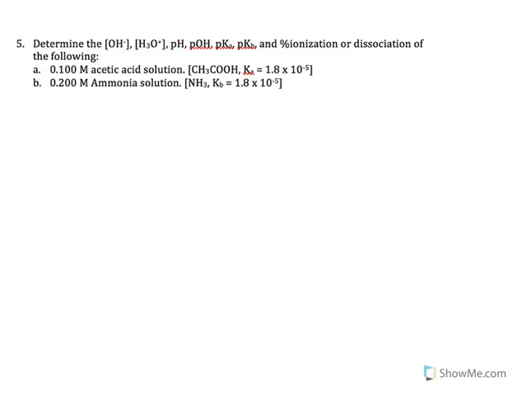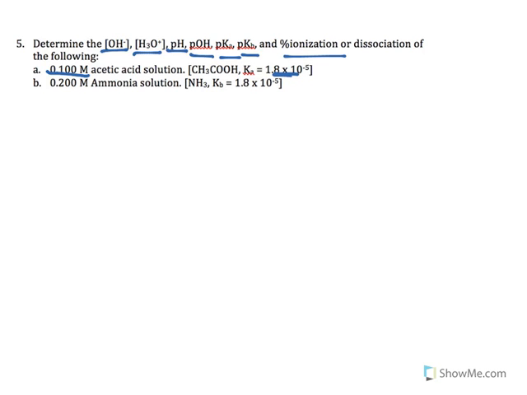In this example, we are given 0.100 molar acetic acid solution. We're also given its acid ionization constant, which is 1.8 times 10 to the power of -5. We are asked to find the hydroxide ion concentration, the hydronium or H plus ion concentration, the pH, the pOH, the pKa, the pKb, and percent ionization or percent dissociation.